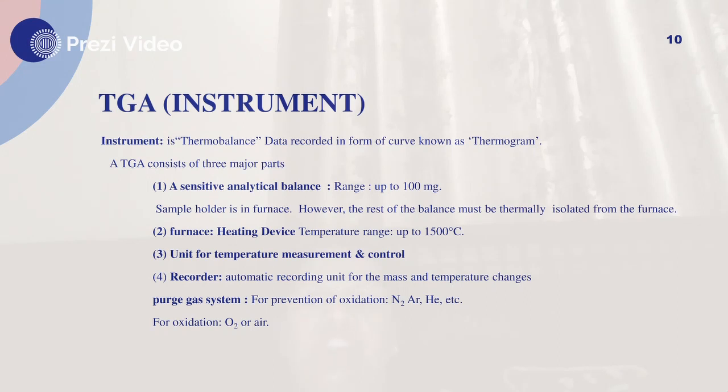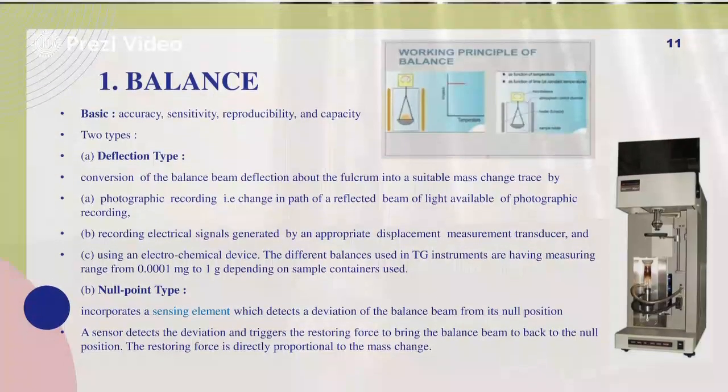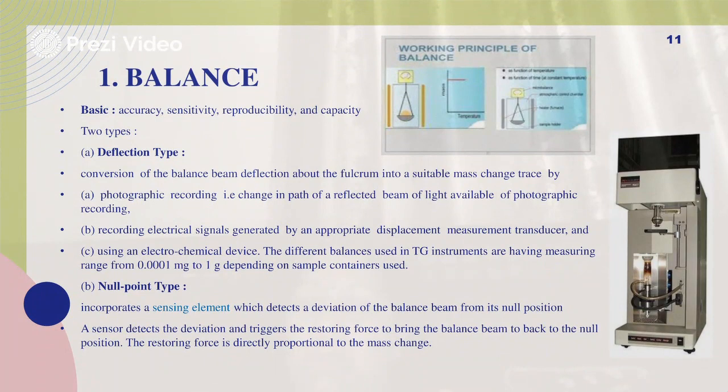TG instrumentation. The instrument is a thermobalance, and the data is recorded in the form of a curve called a thermogram. It has three major parts: a sensitive analytical balance with a range up to 100 milligrams; second, a furnace, the heating device; third, a unit for temperature measurement and control. Next is a recorder. These are the different parts.